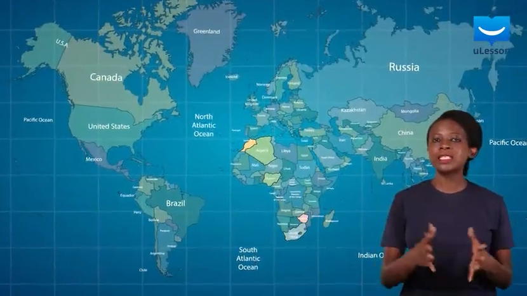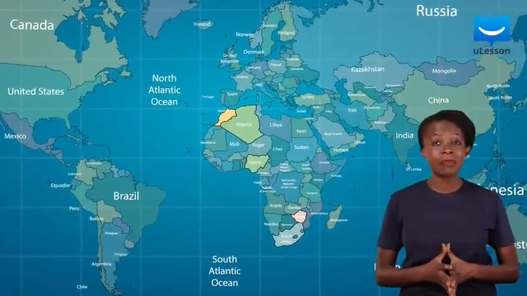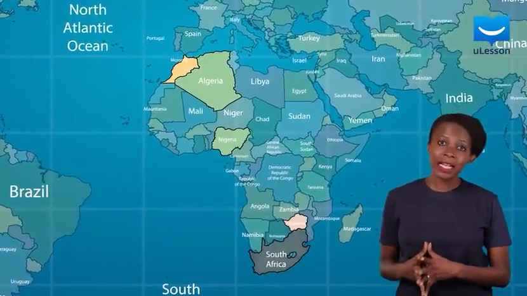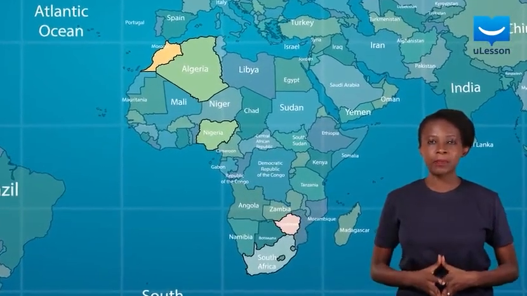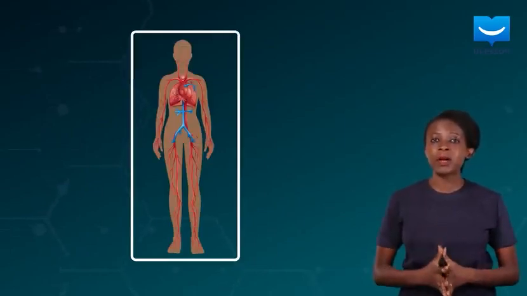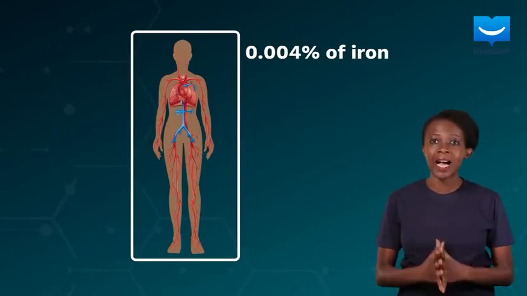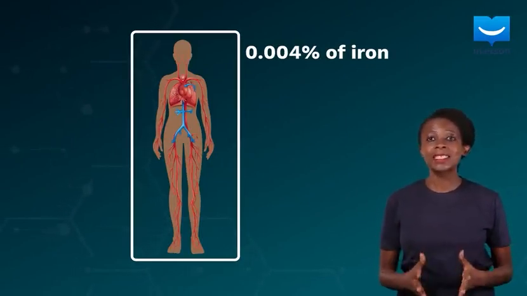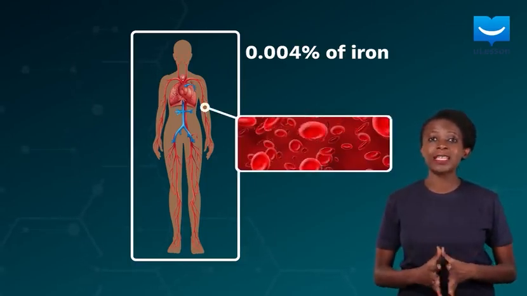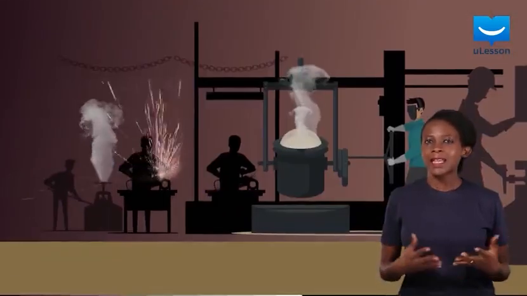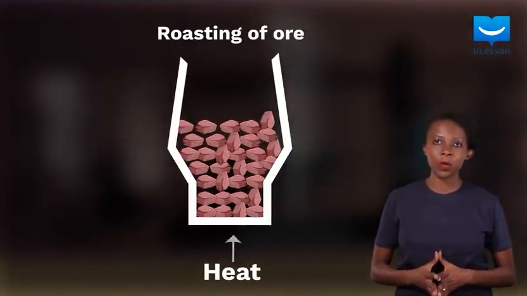Iron ore can be found in different parts of the world, including African countries such as Algeria, Morocco, Nigeria, South Africa, and Zimbabwe. Iron can also be found in the human body. Approximately, the average human body is made up of about 0.004% of iron, which is equivalent to about 4.5 grams. 65% of the iron can be found in the hemoglobin, which is a protein in the blood. Now let's discuss how iron is extracted from its ore.